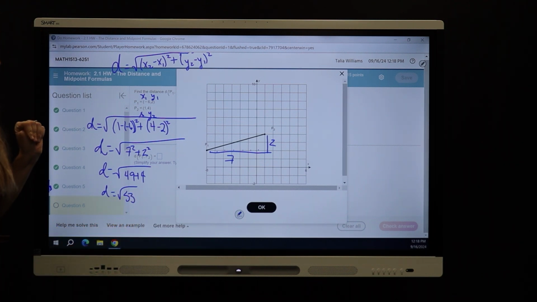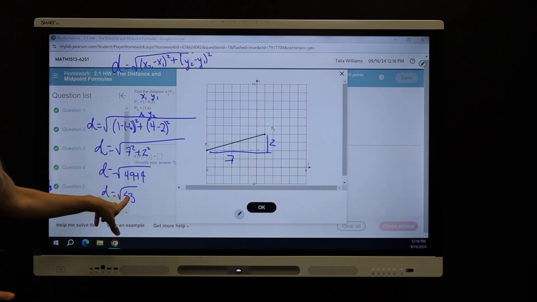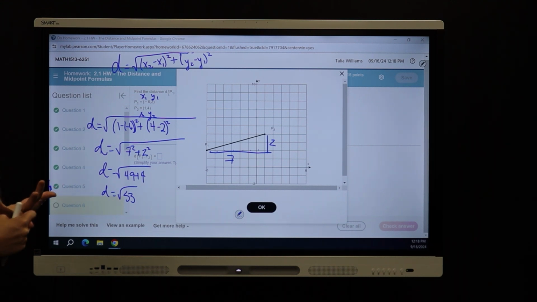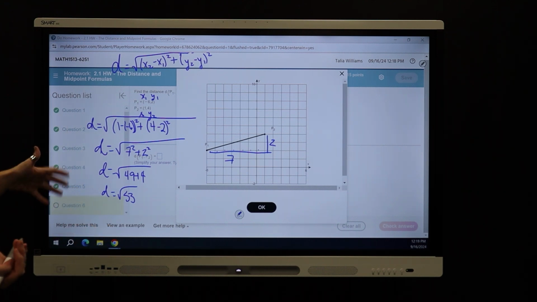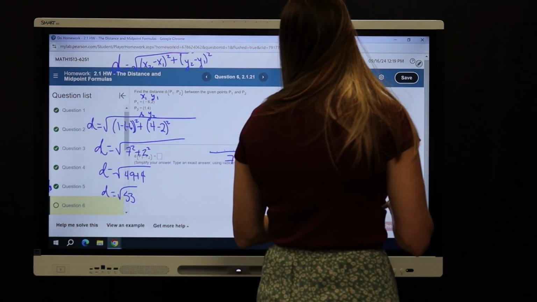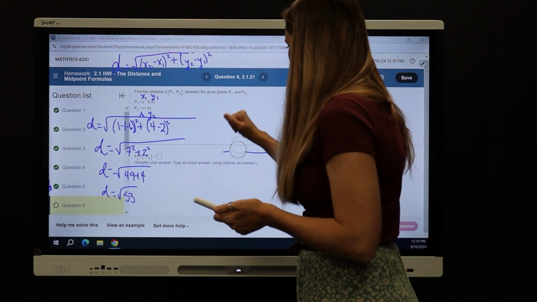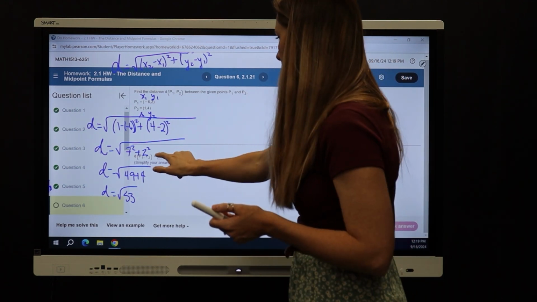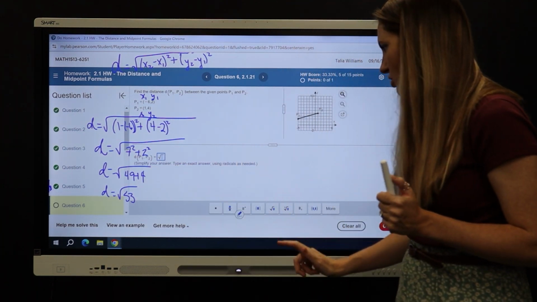When I'm looking for something that reduces, I'm looking at my squares that go into it. So 2 squared is 4. 4 does not go into 53. 3 squared is 9. 9 does not go into 53. 4 squared is 16. That doesn't go into 53. 5 is 25. 6 is 36. 49. So there's no square that goes into 53, so I can't reduce it. I'm fairly certain we have to in a second. So I'll show y'all when we get there.